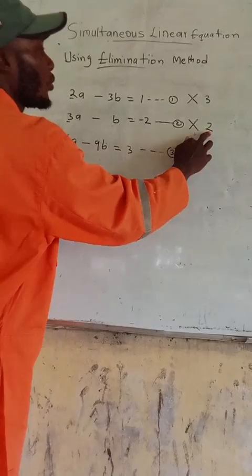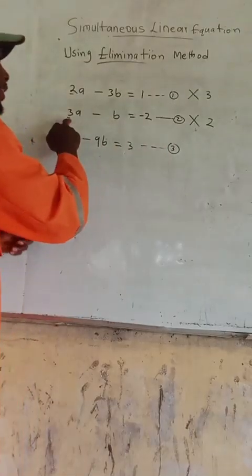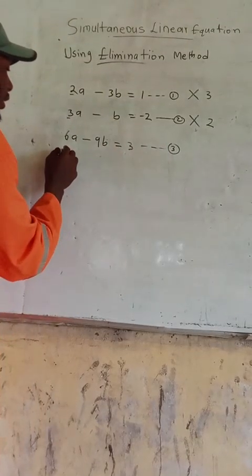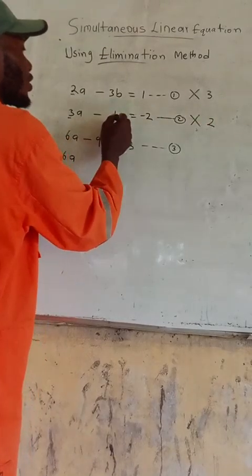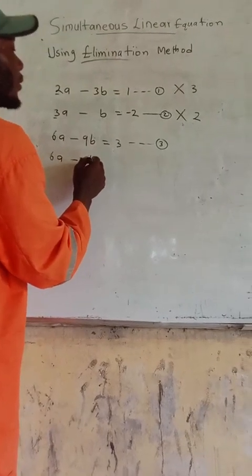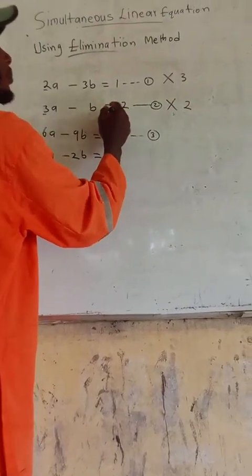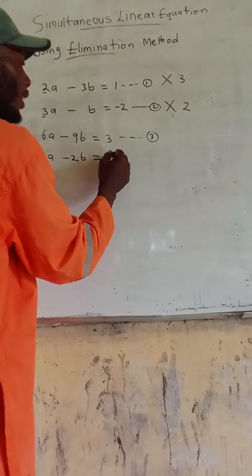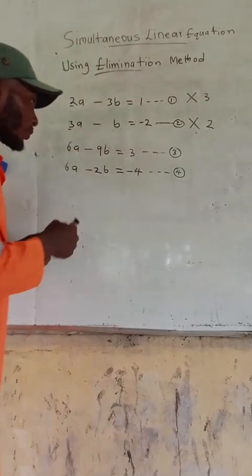Now the next one: we are going to use 2 to multiply through the whole of equation 2. So 2 times 3a is 6a. 2 times minus b is minus 2b. Is equal to 2 times minus 2, which is minus 4. You can say this is our equation 4.